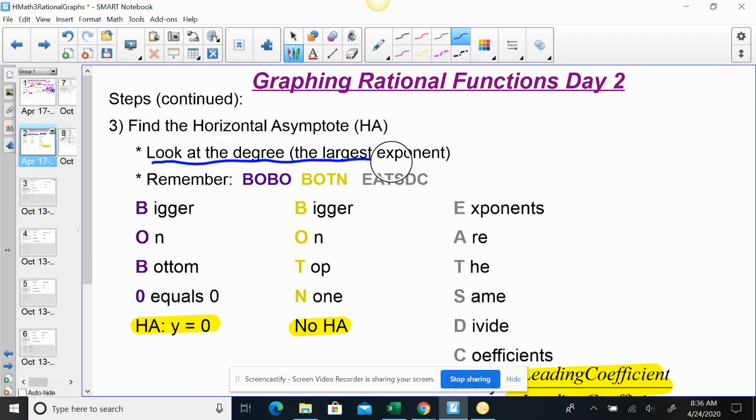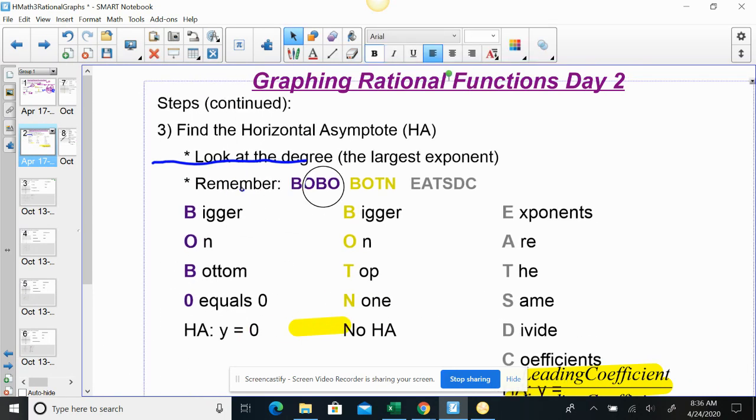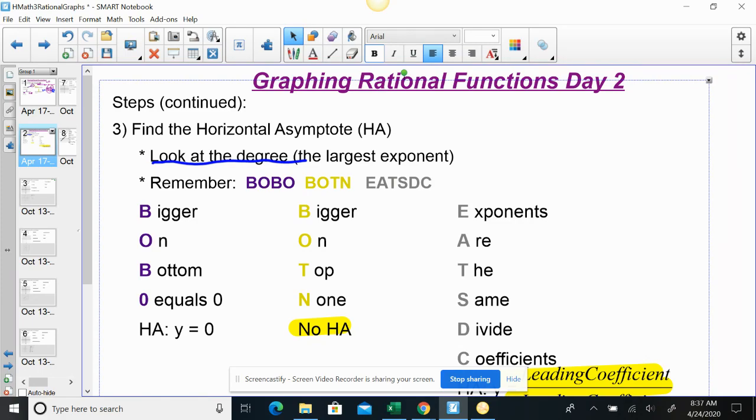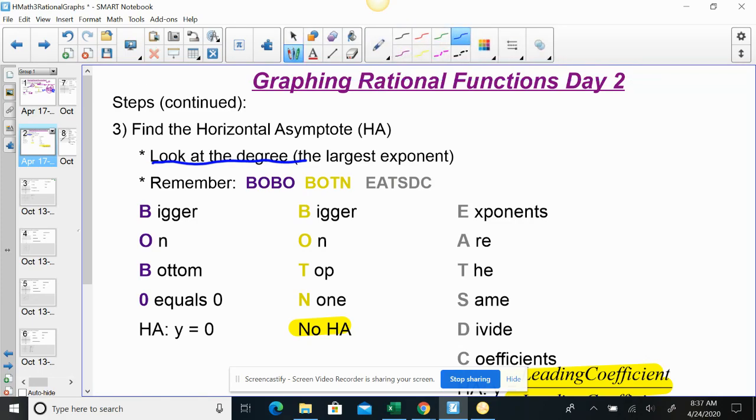So then you're going to remember this very silly phrase: Bobo Botan eats DC. My stylus is going crazy. I'm not sure why. Okay, so BOBO stands for bigger on bottom equals 0. If the bigger exponent is on the bottom, we are going to have a horizontal asymptote that is equal to 0. If bigger is on the top, then we have none. So bigger on top, none. You do not have a horizontal asymptote.